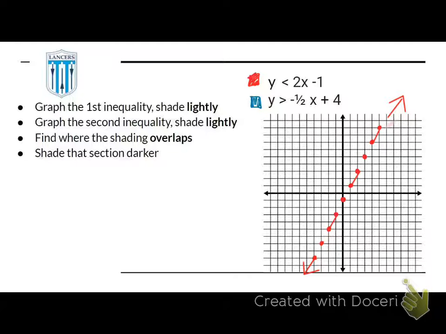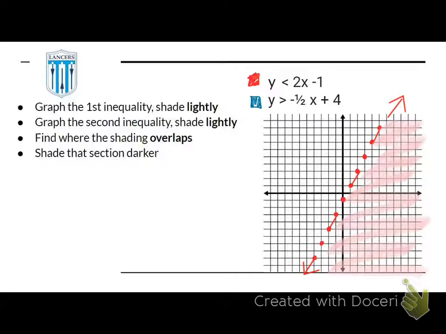So, shade. Again, we're going to shade lightly for now. So, just kind of real light shading in that area. Part of the reason that we have to shade lightly, especially for the first one, is so that we can still see our grid lines, because we still need to graph a whole another inequality. So you want to shade nice and light so that you can still see your grid lines through the shading.